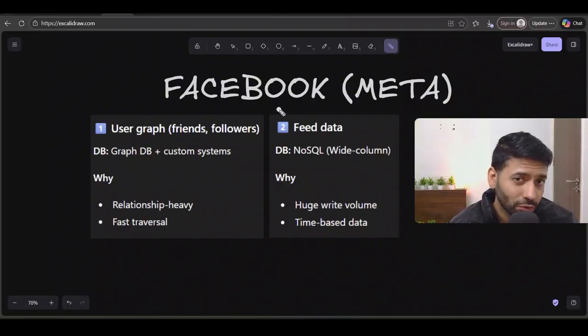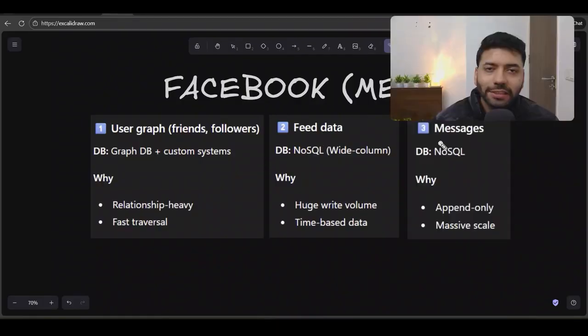Now this is not specific to Facebook. This can be used whenever we talk about the user feed. It can be Instagram, Twitter or any other place. Next, if we talk about messages, because Facebook has Messenger as well, for that we will use a NoSQL database.